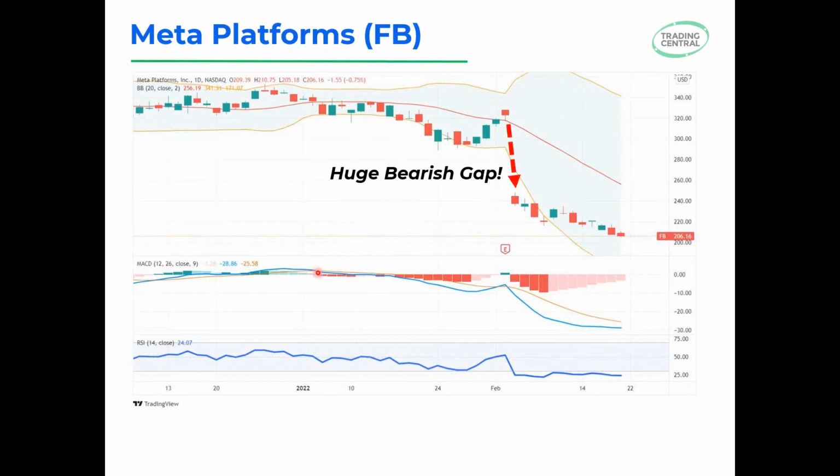No matter what the momentum indicators are indicating, we do not advise our friends to touch a stock like this. This huge bearish gap still exists. Well, we will look at other stocks. This is Facebook, Meta.